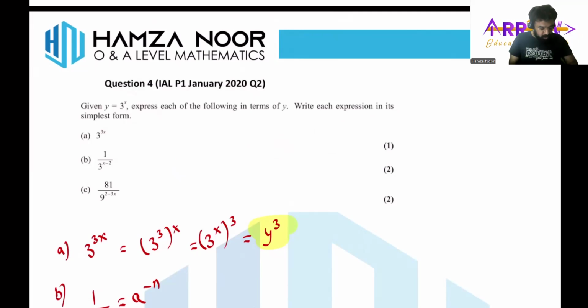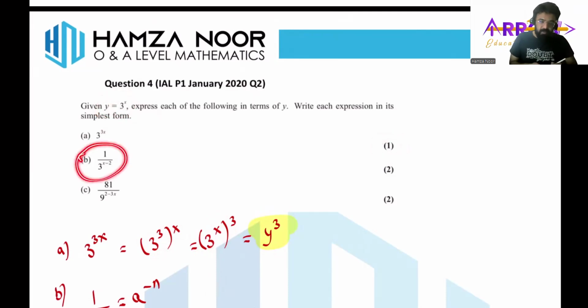So 3 cube whole thing raised to the power of x is 3 raised to the power of x whole cube, and now this 3 raised to the power of x will be replaced with y. Wherever you see 3 raised to the power of x, you will substitute it with y. So y cube is going to be your answer. As simple as that. Simple and easy, just for 1 mark.